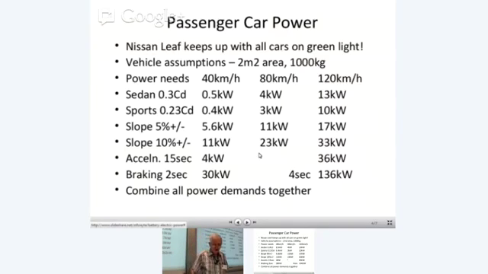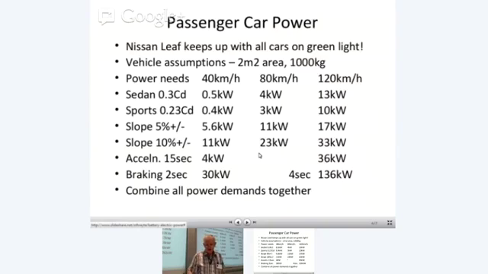If you're a sports car and you've got a lower CD value, then you might find those values drop a little bit, but not a great difference there. And when we come to driving on slopes, the same sort of thing here. A 5% slope is a reasonable slope, and 10% is even more. So there are some numbers for you there.